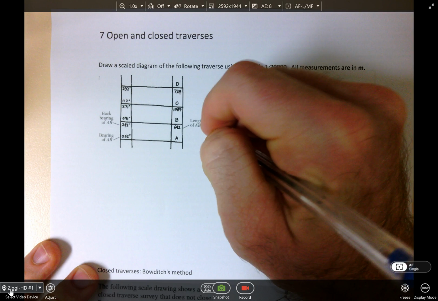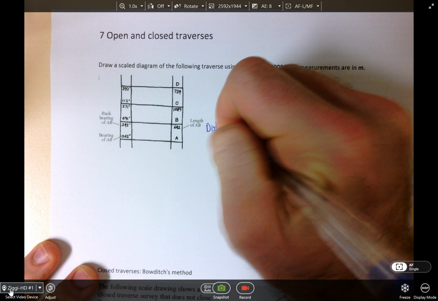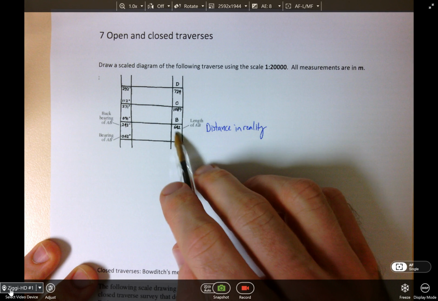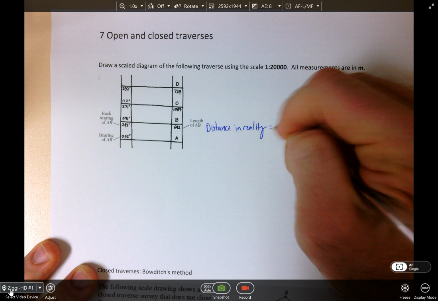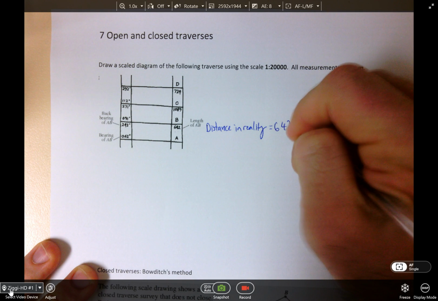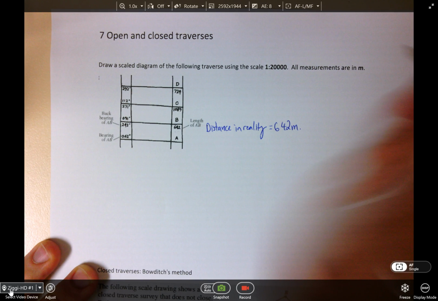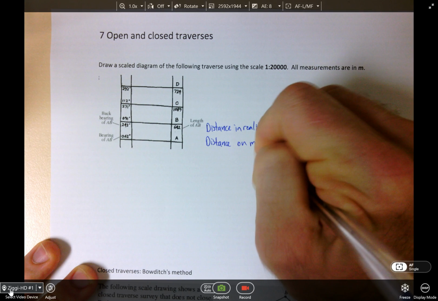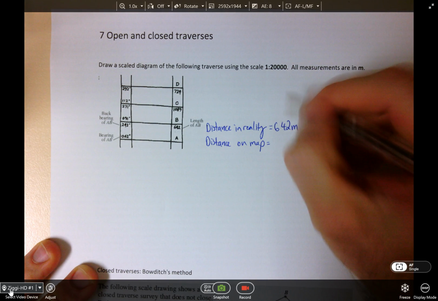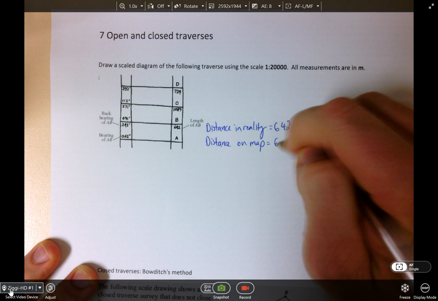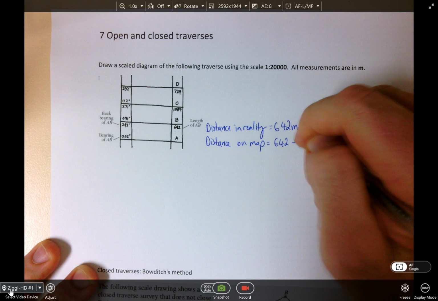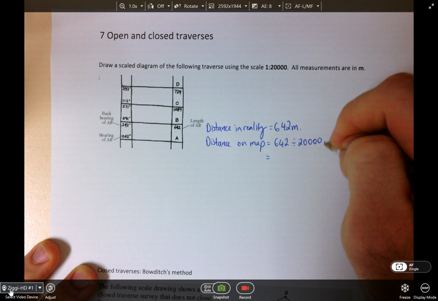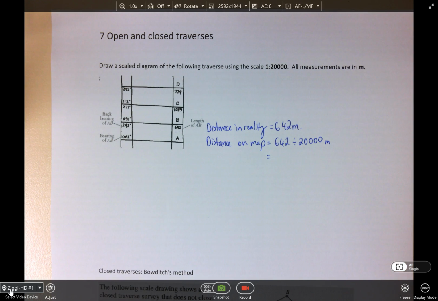Okay, the distance in reality of the journey from A to B is 642 meters. We're going to convert this to a distance on the map. Okay, and I'm going to apply this scale factor. So 642 divided by 20,000. Okay, and that'll give me how many meters on my map I need to draw this thing.